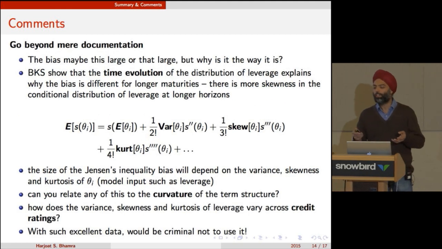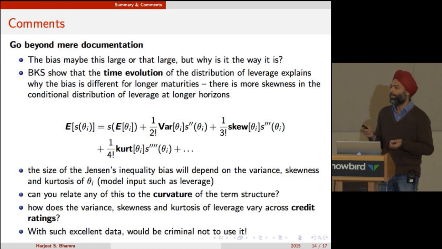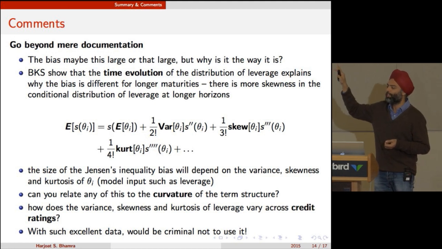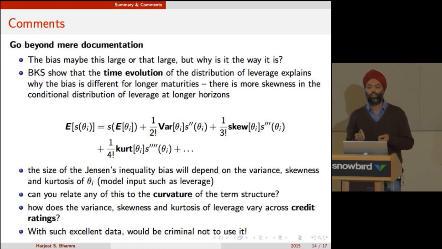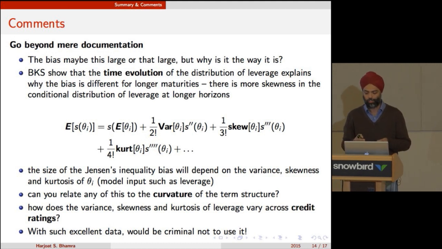Also I think it's important to go beyond mere documentation. The bias may be this big or that big, but why is the bias the way it is? I have some work showing that what matters for the size of the bias is the time evolution of the distribution of leverage. And that explains why the bias is different at different maturities.